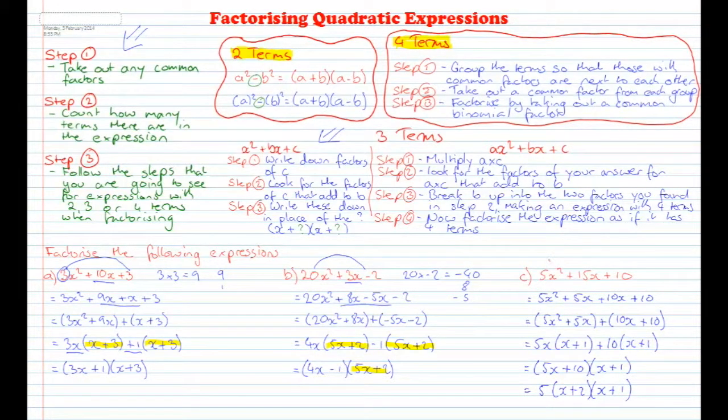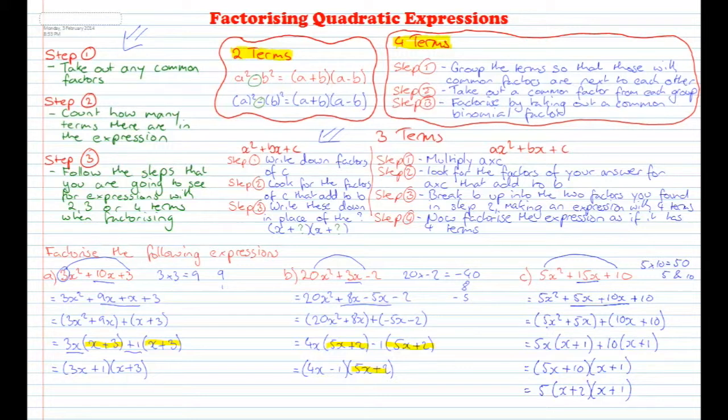So if you have a look here, what I've done is I've gone 5 times 10, because you've got three terms, so 5 times 10 is 50. And now I'm looking for the factors of 50 that add to 15. Well, the factors of 50 of course are 5 and 10. Right, and of course 5 plus 10 is 15. So I've broken up this 15x into 5x plus 10x, and I've got 4 terms now. So I put brackets around the first two terms, 5x squared plus 5x, with a plus in the middle, and brackets around the second two terms being 10x plus 10.